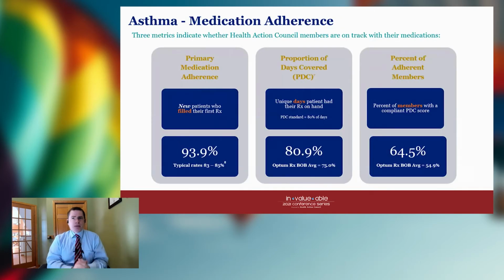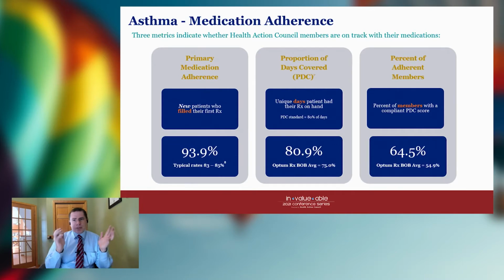Next slide. Last but not least, as we look at it, not only did they receive a prescription, but what sort of adherence do they have? There are lots of ways to look at adherence, but when we look at pharmacy data, there are three pillars of adherence. We're going to look at what we call primary medication adherence. We're going to look at the proportion of days covered, and then we're going to look at the percent of those members that are adherent. Just as a brief outline, these numbers can be confusing, but on the left-hand side, when you look at primary medication adherence, this is really looking to see for that first fill.